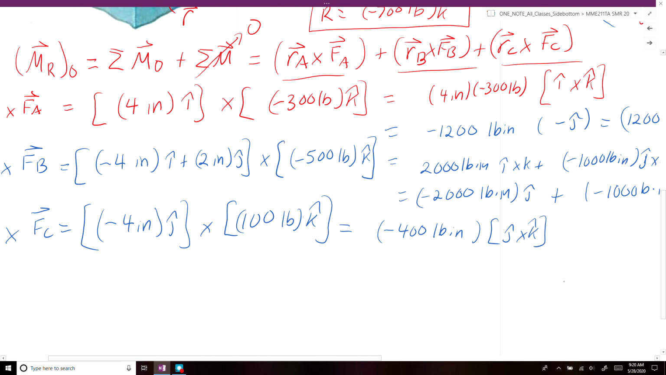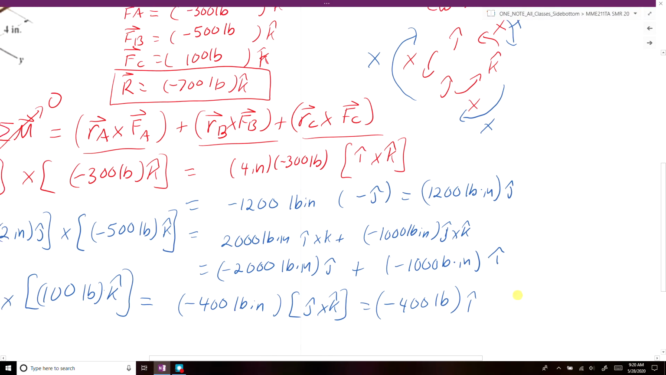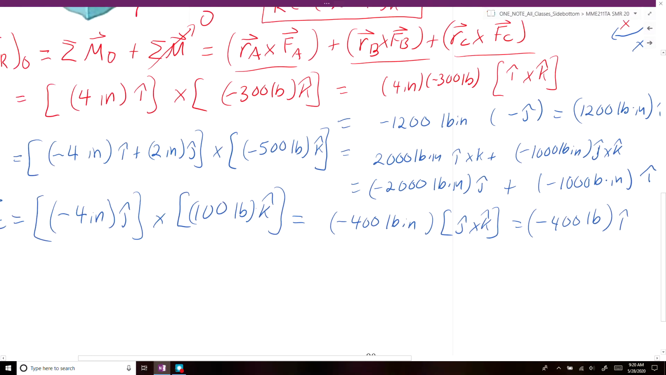All right, J cross K should give us a positive I based off of the cross product circle. So we would get a minus 400 pound inches I. Right. So if we add these all together, what we end up getting is our resultant moment.